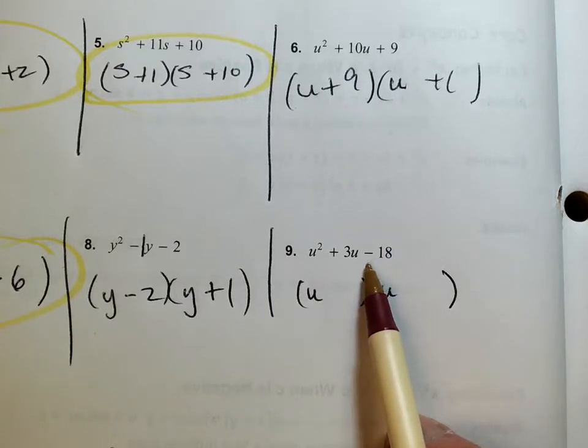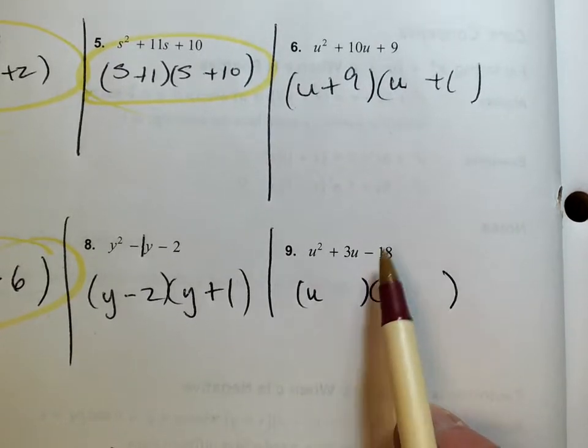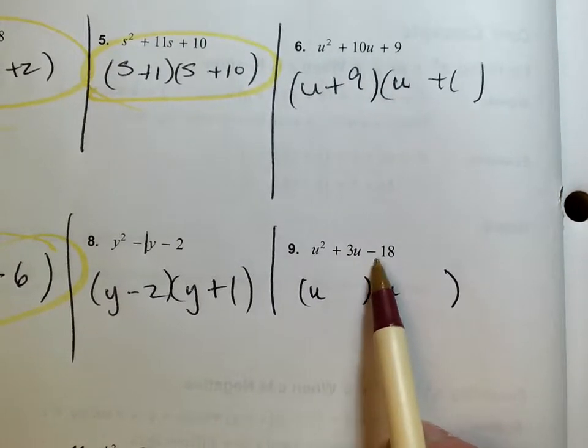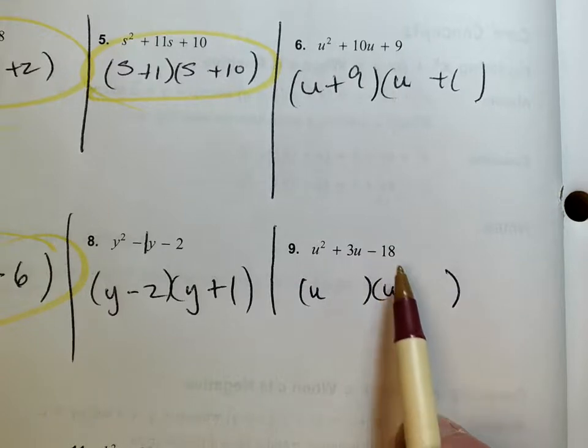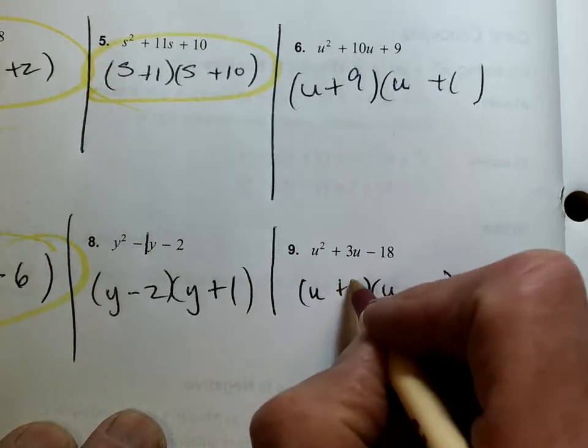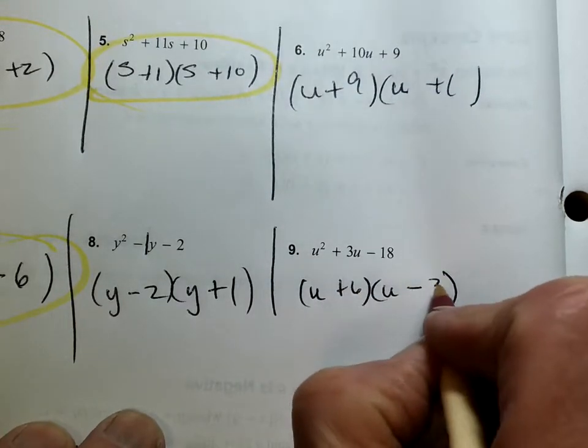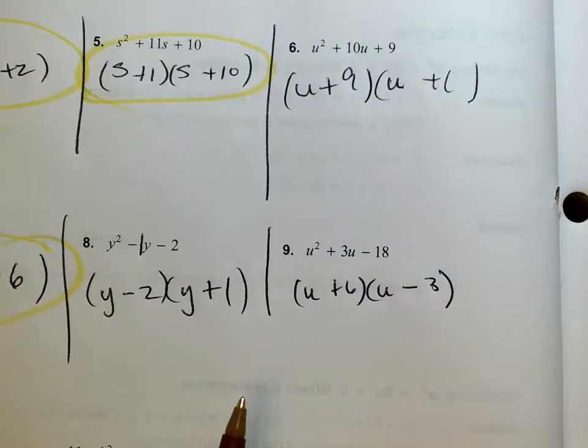So, positive times a negative, right? So what are we going to do? What times what makes 18? 6 and 3, right? How about a positive 6 and a negative 3, because that will make our positive 3. You guys think this is pretty easy? As long as you know your times facts. If you don't know your times facts, you're in trouble, right?